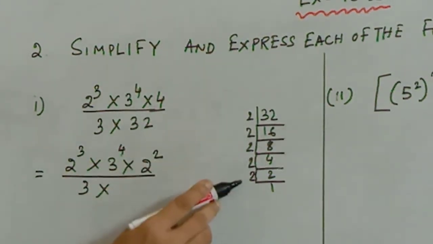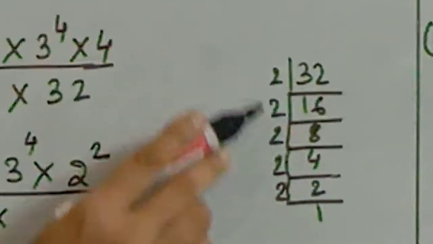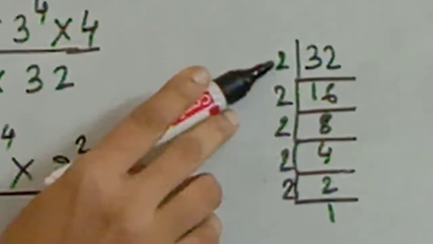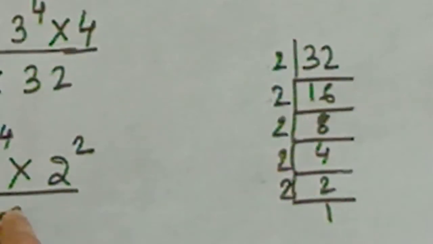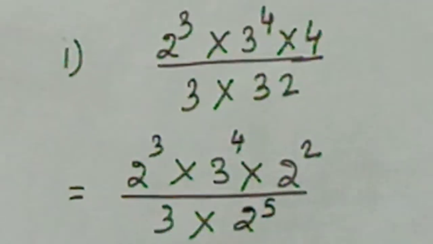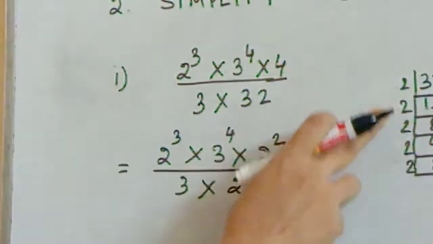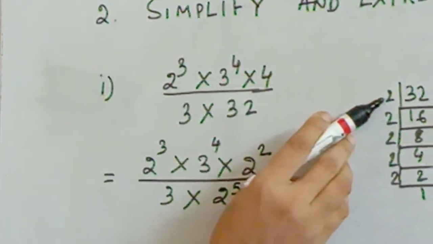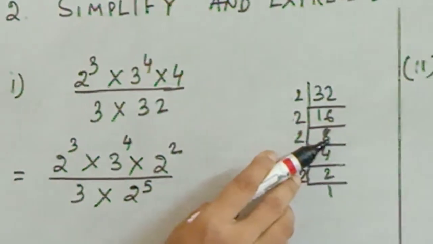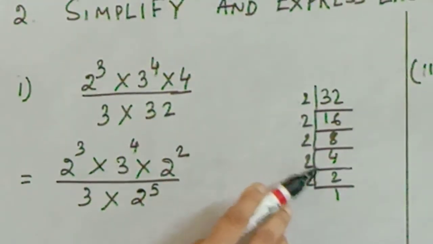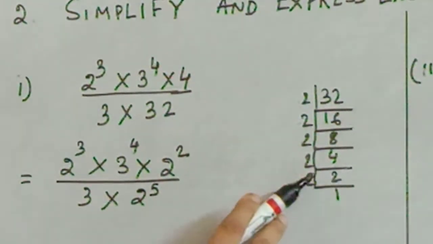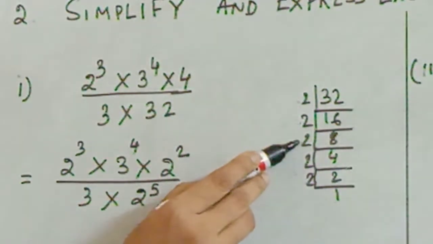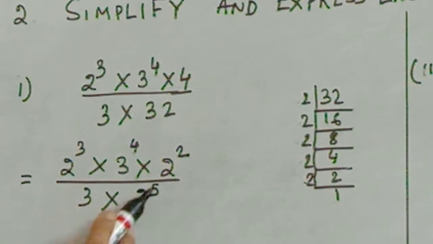To find the prime factors of 32, it is 2 to the power 5. Understood? To find the prime factors of 32, we divide it first by 2. It is 16 by 2, 8 by 2, 4 by 2, 2 by 2, which when divided by 2 is 1. So how many 2's can you see? 1, 2, 3, 4, 5. So 2 to the power 5.